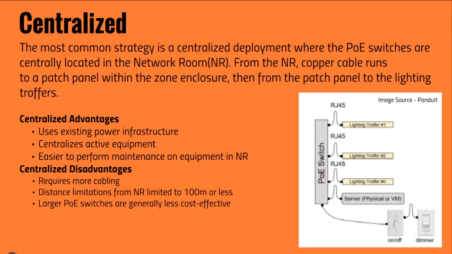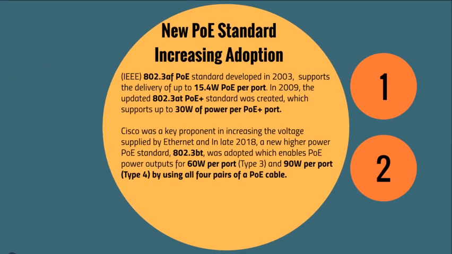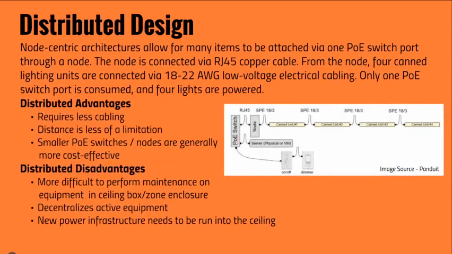While there are certain disadvantages, it requires more cabling. The distance limitation of a category cable, which is 100 meters or less, is a driving factor in the centralized architecture. Also, centralized architecture requires larger PoE switches, which are generally less cost effective compared to the distributed architecture's smaller scale PoE switches.